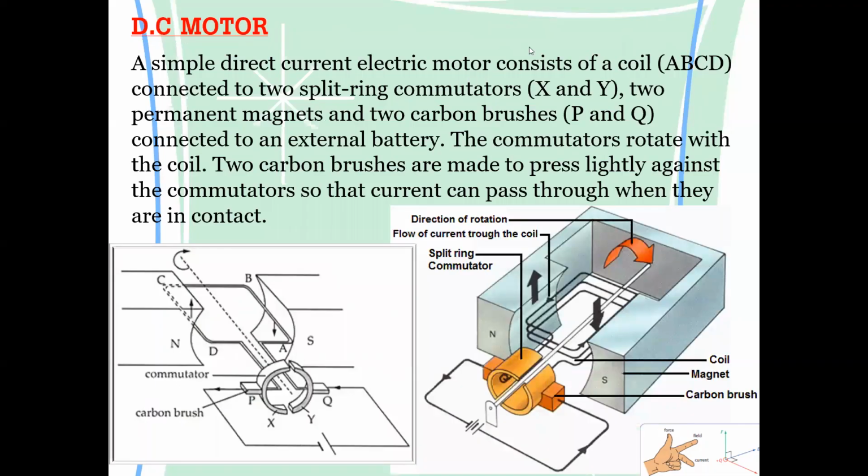So if two images are there, like the first one, we have only one turn. The second one, we have 1, 2, and 3 turns. So which one will move faster? On the right hand side, it will move faster because it has more turns, like a greater length of wire in a magnetic field as compared to the first one.